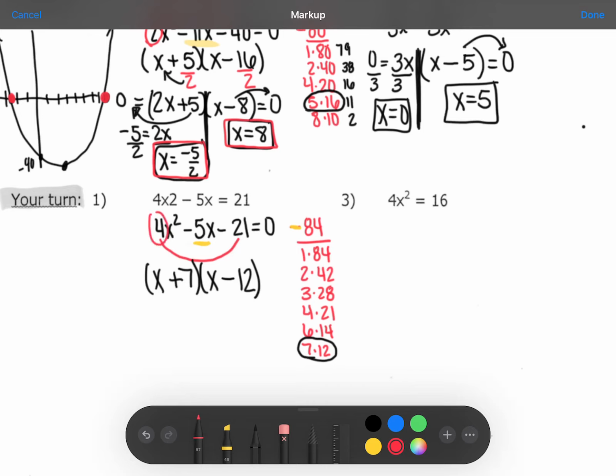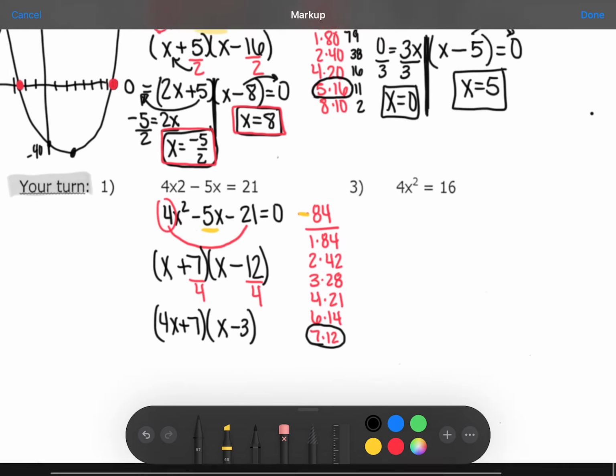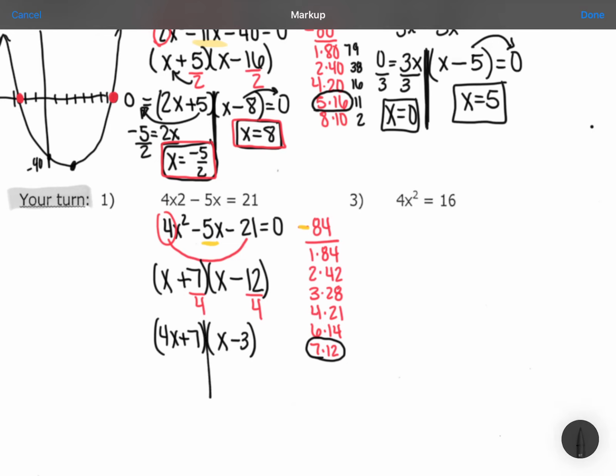Then you're going to divide by your leading coefficient, which is a 4. Bottoms up, because I can't divide by 4 with that 7. 12 divided by 4 is 3. So I am done factoring. So now I am ready to split and solve. Set each side equal to 0. On the left, I'm going to subtract 7 and then divide by 4. So I get negative 7/4. On the right side, I'm going to add 3. So that's what you should have had. Did you get it right?